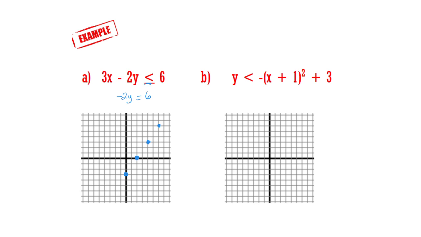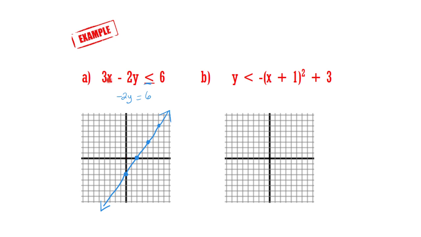All right, it has an or equal to, so we should have a solid line. Now what I'm going to do is a quick test point. I almost always choose 0, 0 as my test point. The only reason I wouldn't is if my graph actually went through 0, 0, then you can't use that test point. So let's test 0, 0.